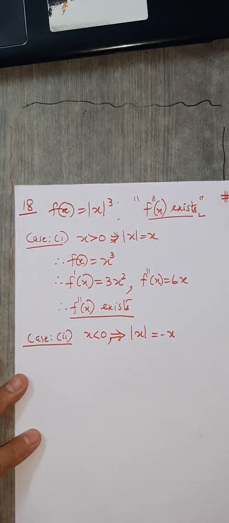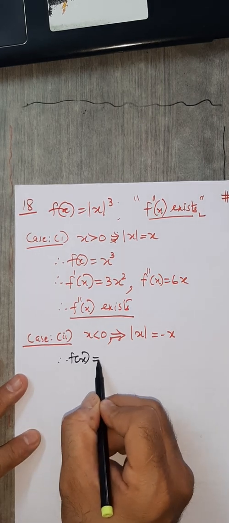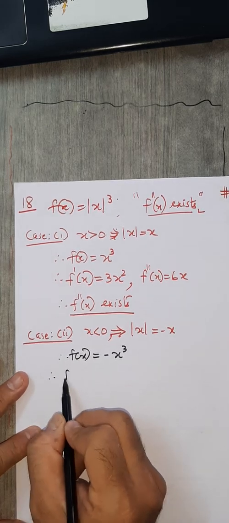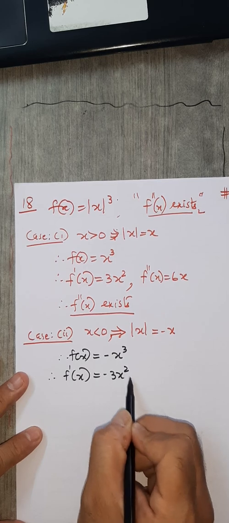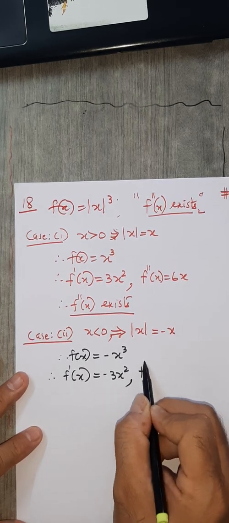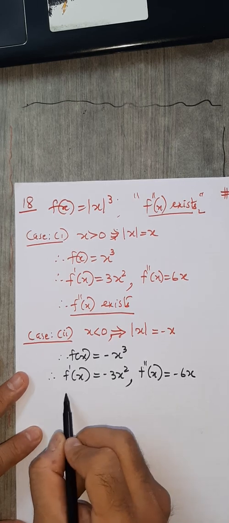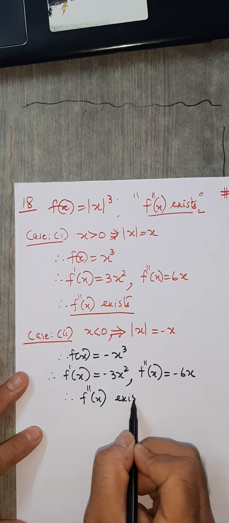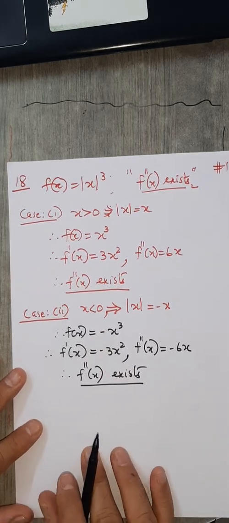So what will we get here? If x equals to, what will we get here? f(x) equals minus x cube. Therefore, what is f dash x? It is minus 3x square. What is f double dash x? You know it is minus 6x. This exists. Therefore, you can say that f double dash exists when x is less than 0.